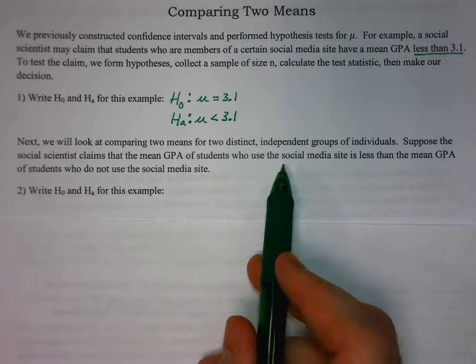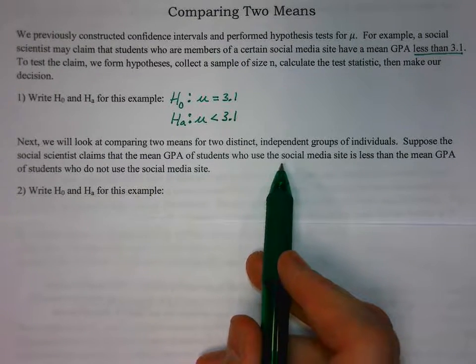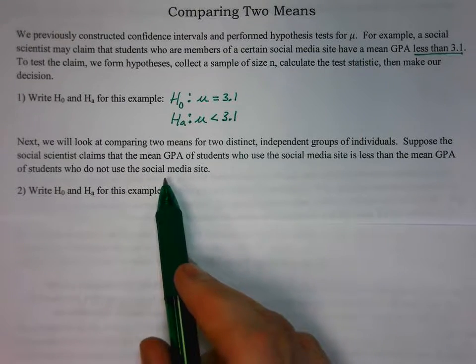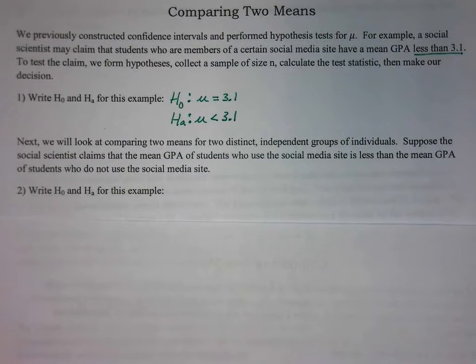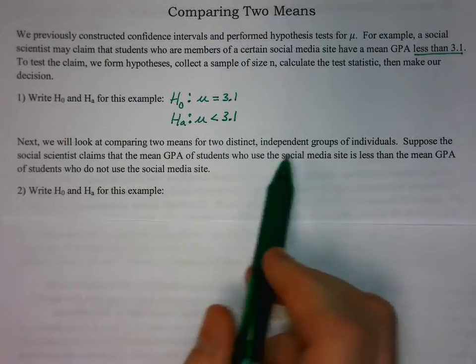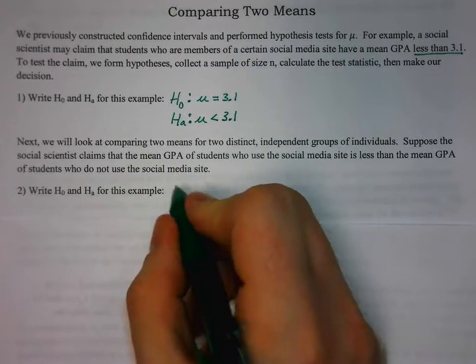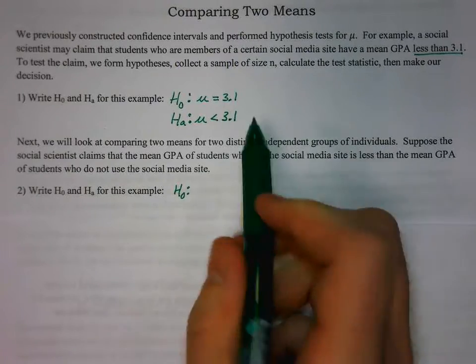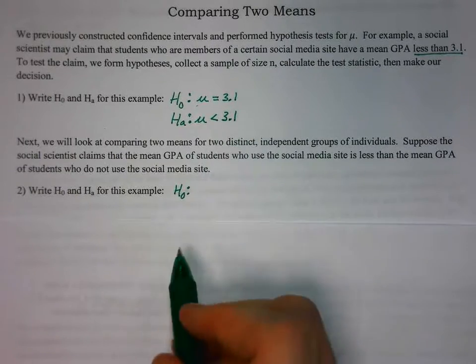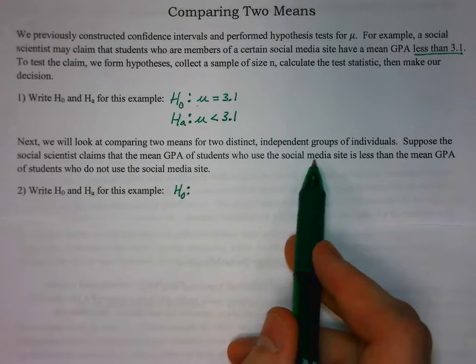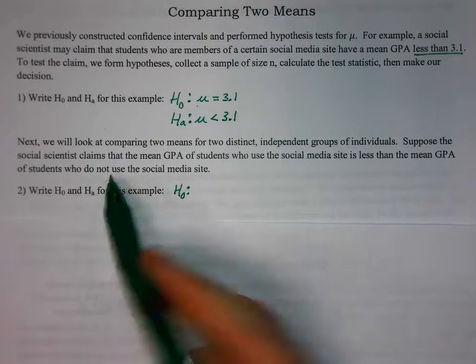So they're basically looking at whether students who use that social media site have a GPA less than those students that do not use the site. Maybe they're assuming that the students are more distracted, or maybe they have more things going on, or less time to devote to doing homework. Maybe something like that. So they're looking at a null and alternative hypothesis. Instead of trying to say that the population mean is a certain number or less than a certain number, now we're saying the mean GPA of students who use the site is less than the mean GPA for students who do not use the site.